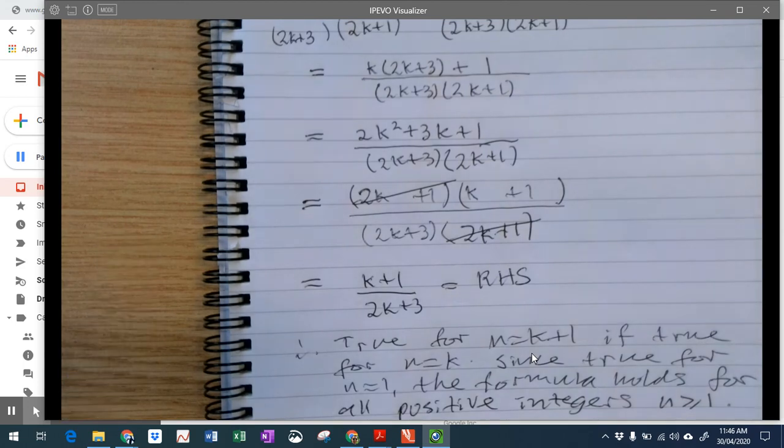So you can see the advantages and disadvantages for this method. One of the disadvantages is it takes more working out.